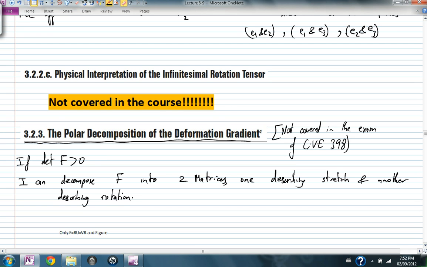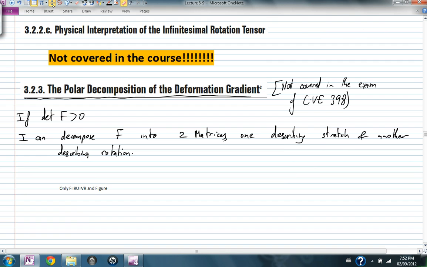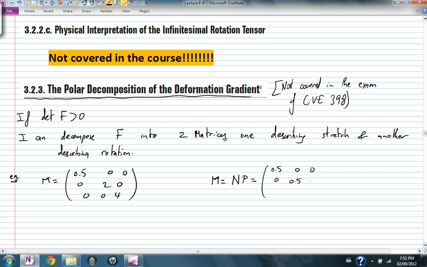So what does it mean to decompose a matrix? Let's just give an example of matrix decomposition. If I have a matrix M equal to diag(2.5, 2, 4), I can see that M is equal to two matrices multiplied by each other, N multiplied by P, where N is diag(0.5, 0.5, 0.5) while P is diag(1, 4, 8). In fact, I can find an infinite number of matrices that when I multiply them by each other, I get M.